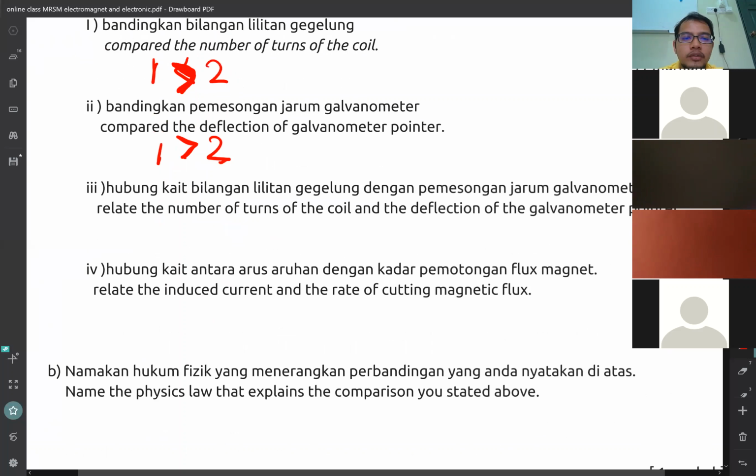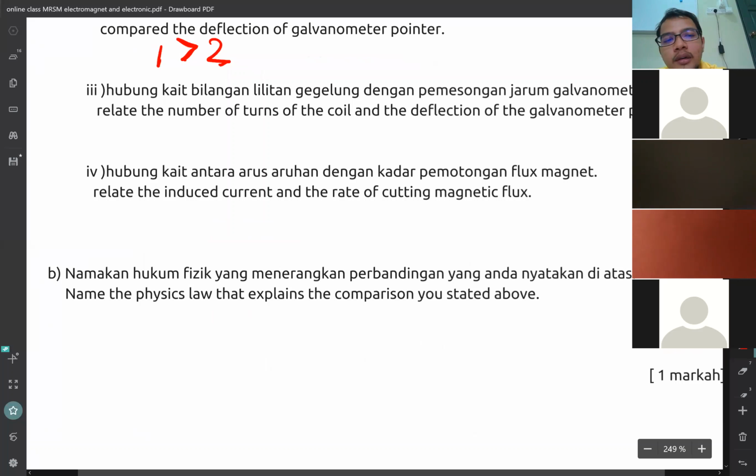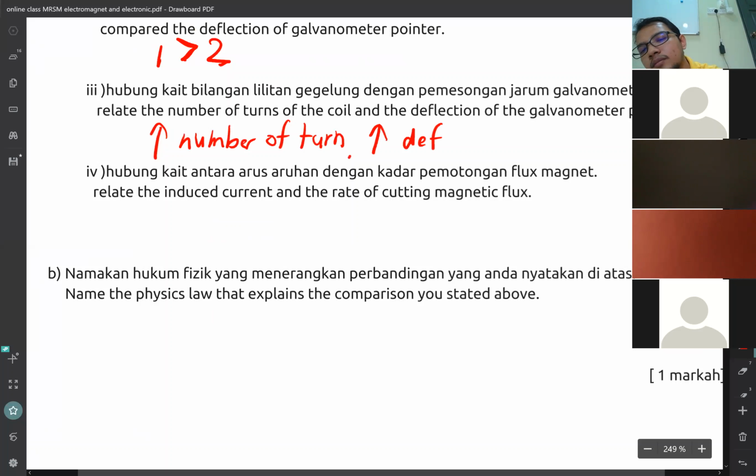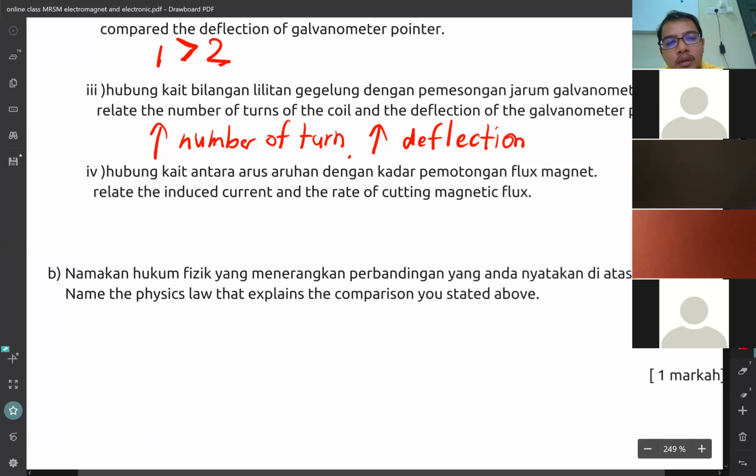Number 3, relate the number of turns and the deflection of the galvanometer. So the higher the number of turns, the bigger the deflection. Relate the induced current and the rate of cutting magnetic flux. A higher rate of cutting magnetic flux will produce a higher induced current.